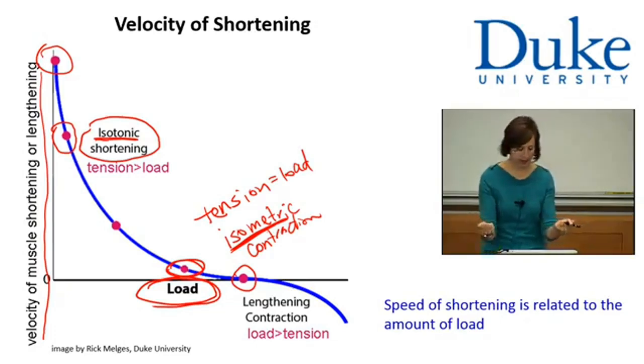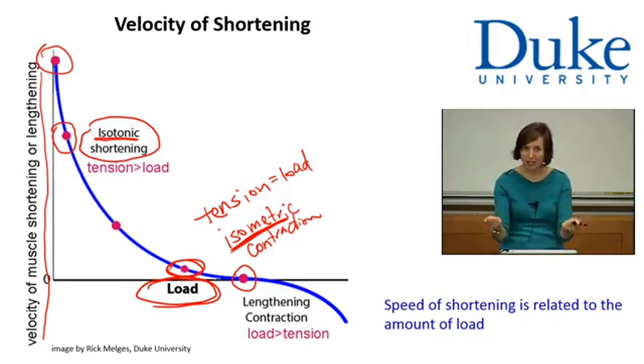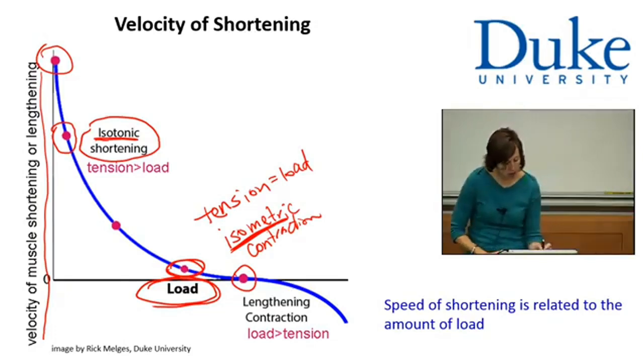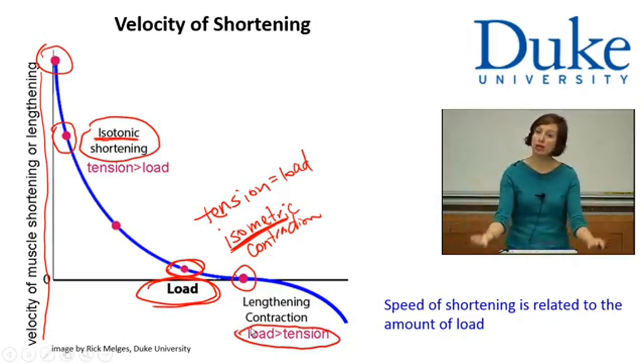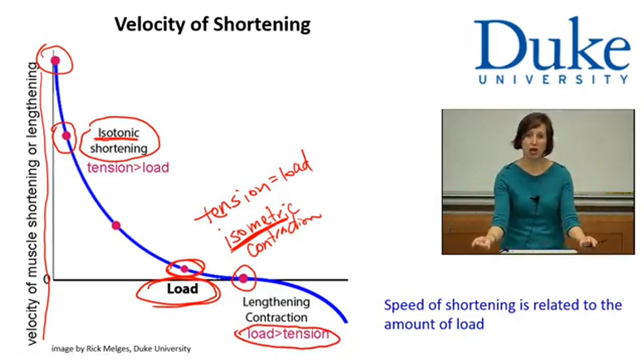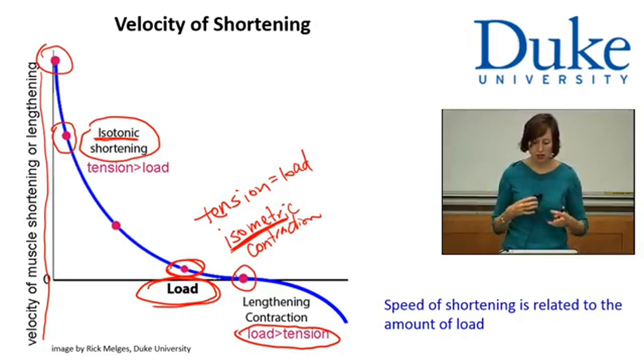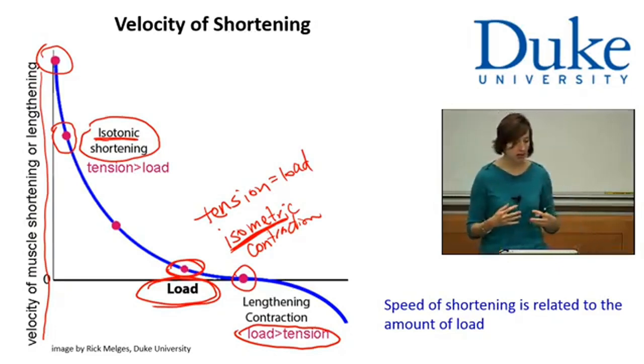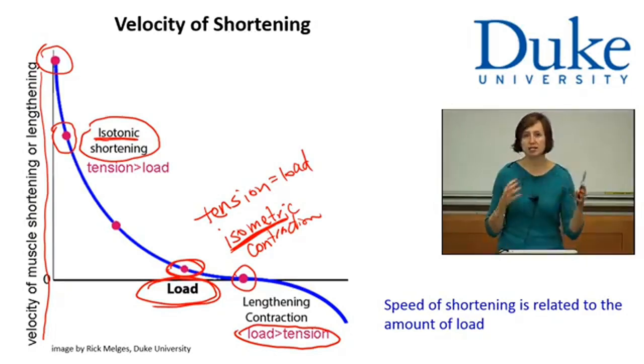If you add even more weight, that's when your arms are just going to start to fall, because now the load is greater than the tension that you can form. And so what you're going to have is a lengthening contraction, where you're still contracting your muscles, but they're getting longer. The interesting thing to think about is how we use these different states of muscle just in everyday life.